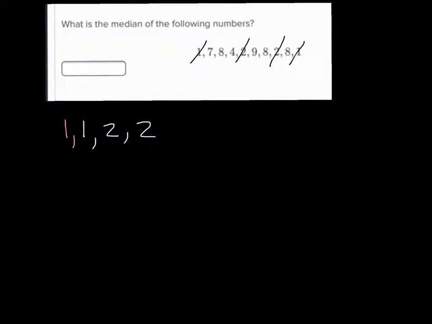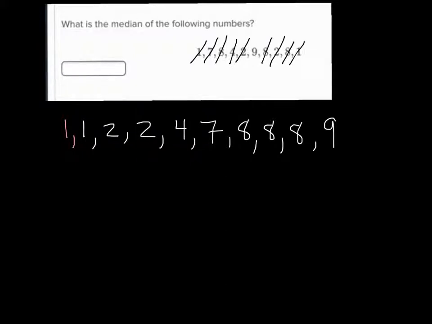What would come next? 4. So let's write the 4. And what's after that? 7. So let me mark out the 4 and the 7. What's after that? 8, 8, 8, because there's 3 of them, right? So I'll mark that one out, that one out, that one out. And then finally I have a 9. So I've now marked them all, and I marked the 9 out.